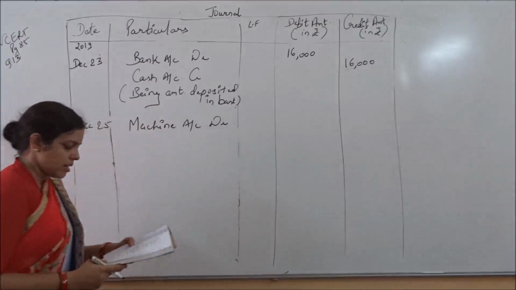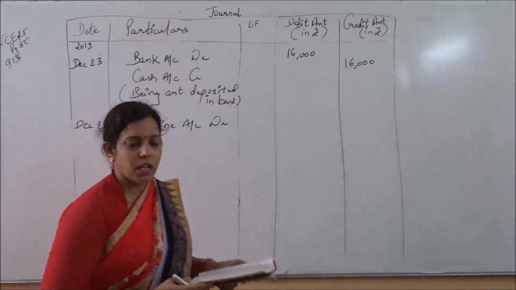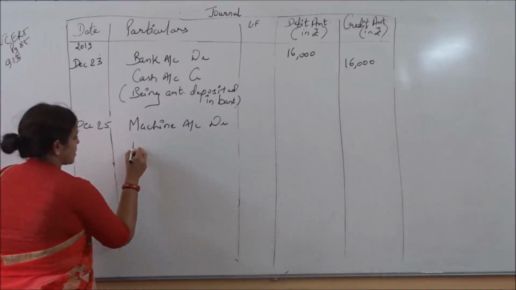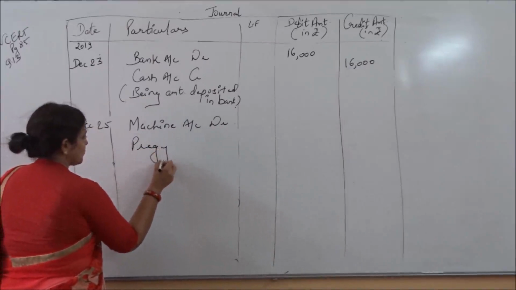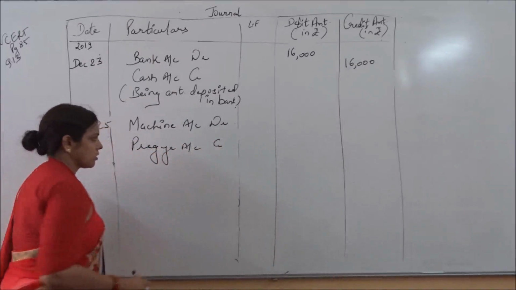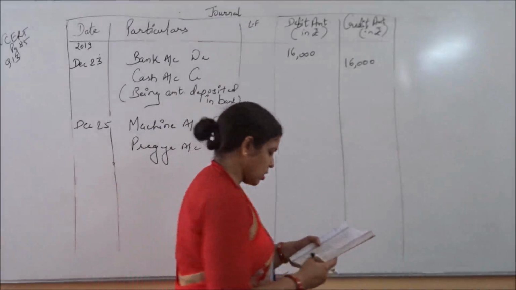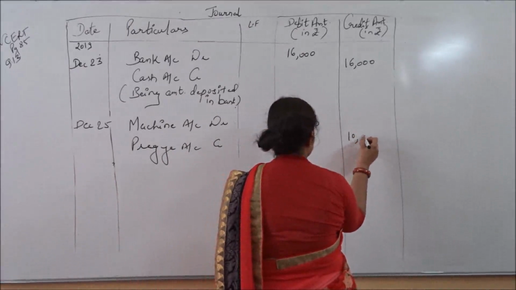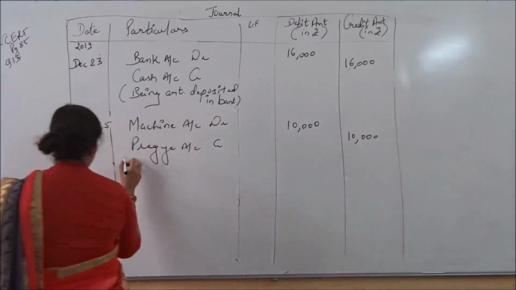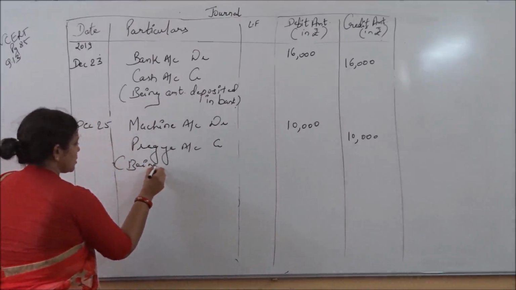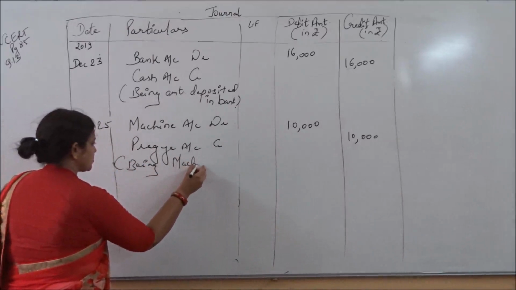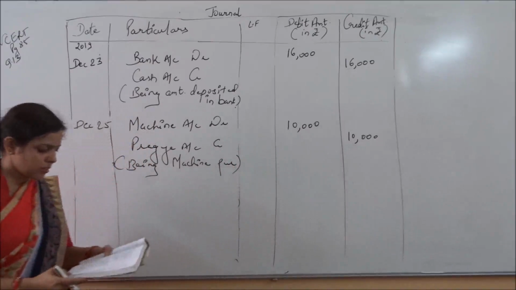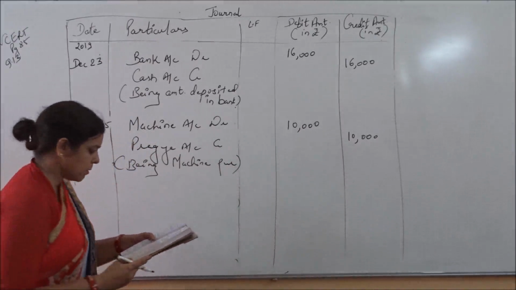And who is the giver? Since it is not purchased in cash, since the name is written Pragya, the name will come instead of cash. Pragya is the giver and giver is always credit. What amount was the machine purchased for? 10,000. Write the amount, 10,000. Being machine purchased. Like that. Okay. Then next one, December 26.